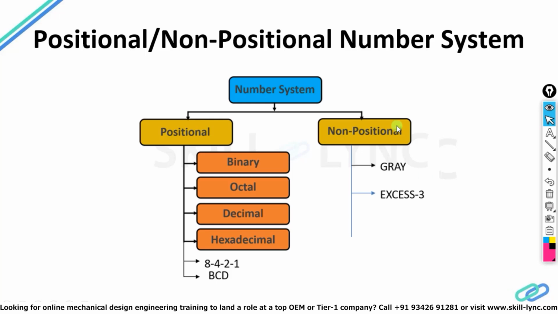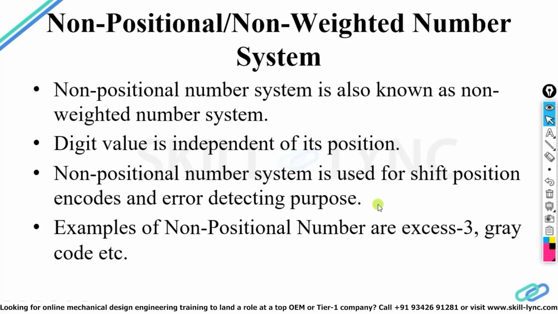Let's start with the topic: what are positional and non-positional number systems. In the previous video, we saw that numbers which are associated with some kind of positions are known as the positional number system. But there are some systems which are not associated with any kind of position. Position does not matter in such systems, like Gray and Excess-3 code.